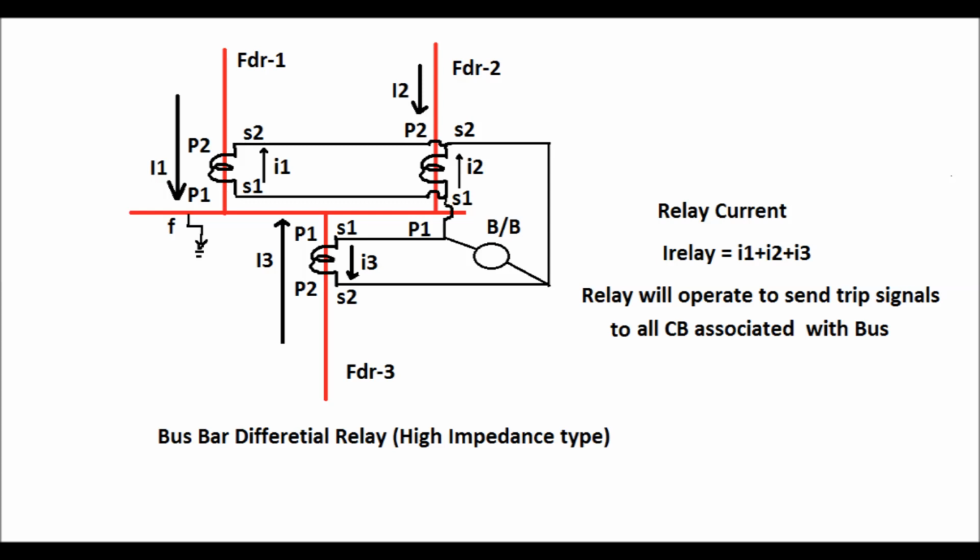So small i1 current is flowing from S1 to S2 direction, small i2 current is flowing from S1 to S2 direction for feeder 2, and small i3 current is flowing from S1 to S2 direction. So all the three currents flow in the same direction, and that is why the relay current is the sum of these three currents, and that is why the relay will operate and send a trip signal to all the circuit breakers associated with the bus to isolate the faulty system.